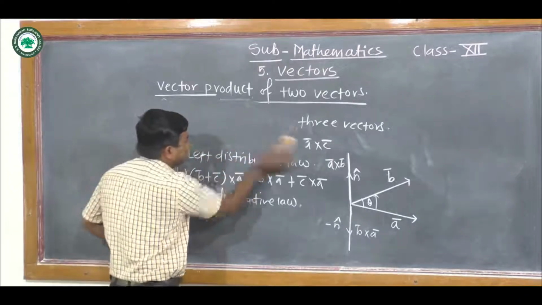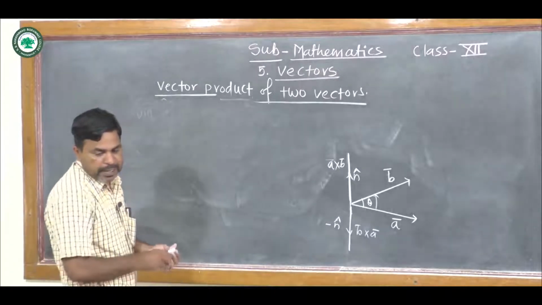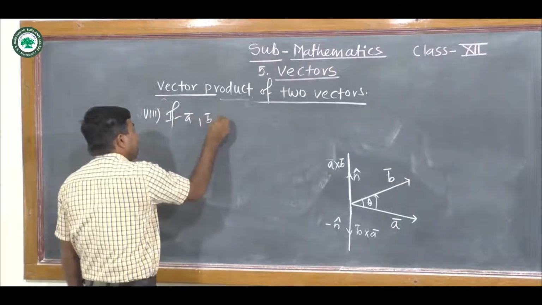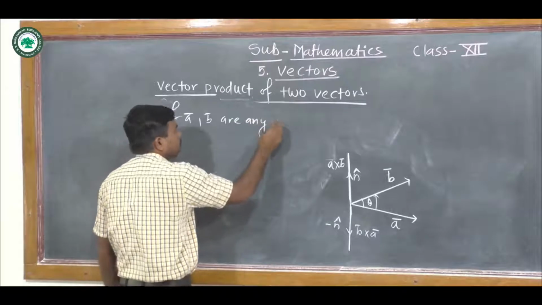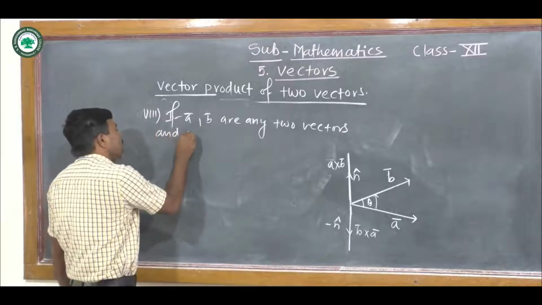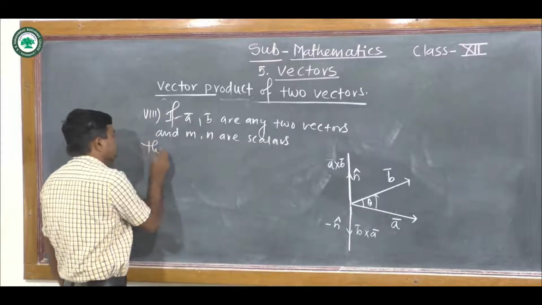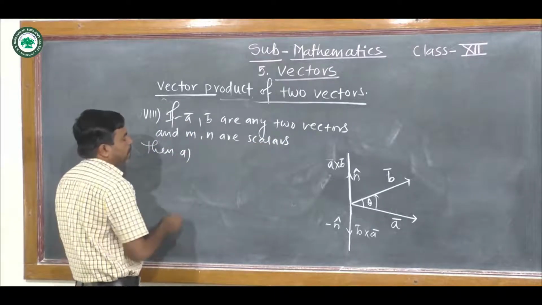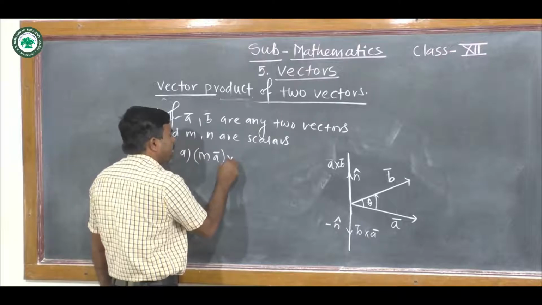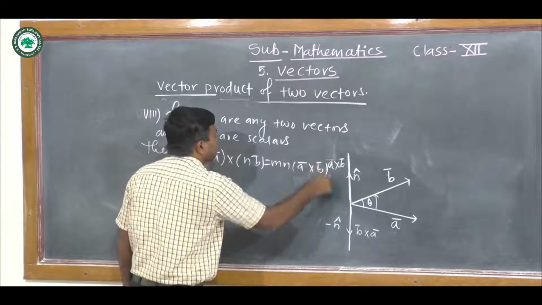Property number 8. If A bar, B bar are any two vectors and M and N are scalars, then M times A bar cross N times B bar is equal to MN times A bar cross B bar.